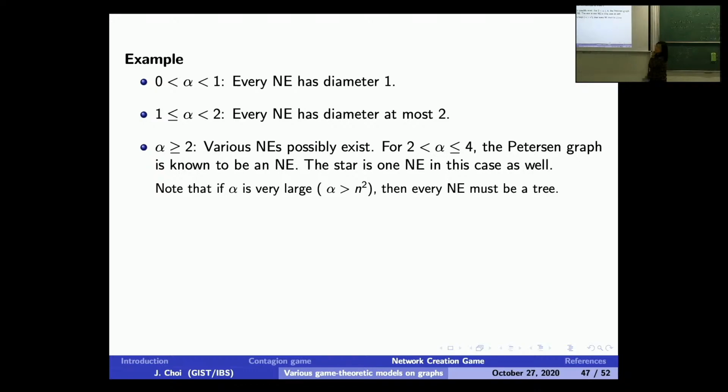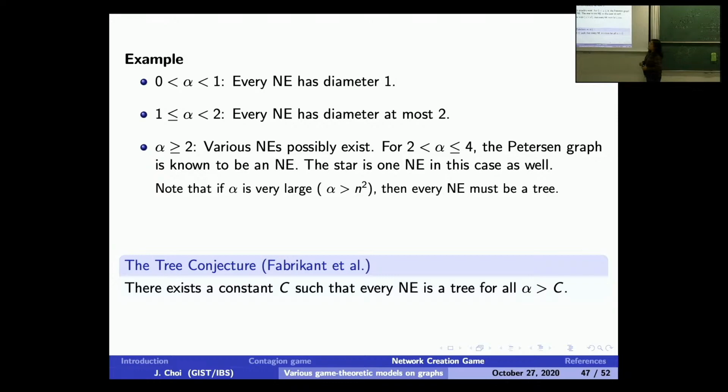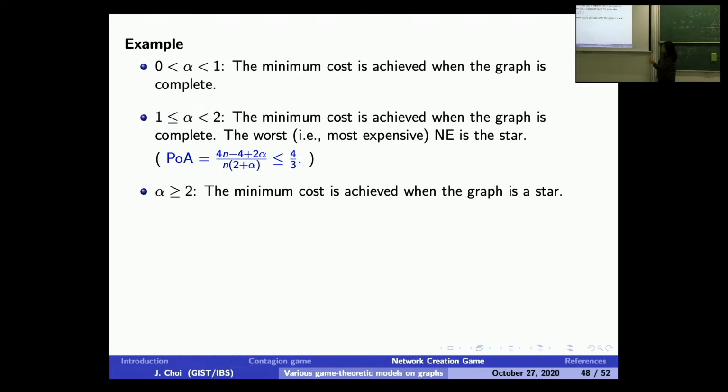Then what about when alpha is still not too small, but not too big? Like alpha is between some constant and less than n squared. Those are interesting, but the difficult part. The people who formulated this model for the first time actually conjectured that there exists a constant, not depending on n, such that every Nash equilibrium must be a tree. So maybe you can exclude alpha at most 4, because when alpha is less than 4, the Petersen graph is one example. But what about when alpha is bigger than 10 or 100? There must exist some fixed constant. After that, lots of people tried to resolve this tree conjecture, but I'll mention some of these results after this page.